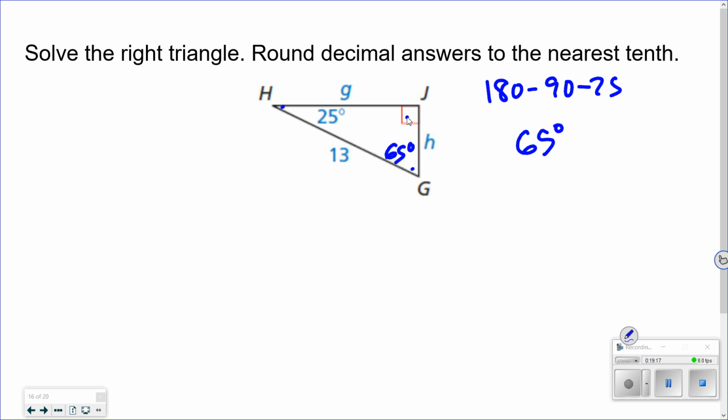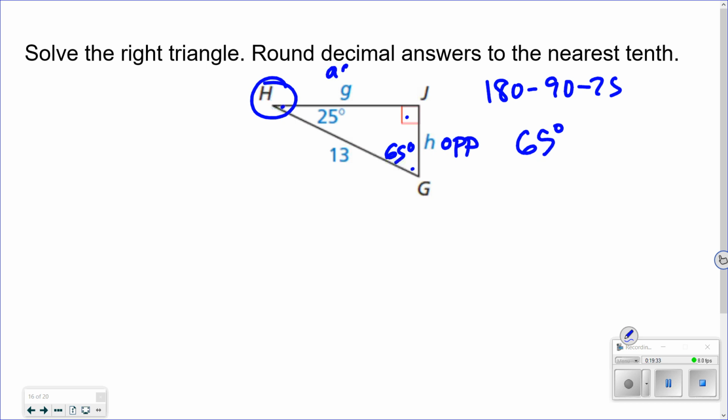Okay, so let's start. Let's say I want to find side. Pick an angle. You can never use the right angle. It's got to be one of the two acute angles. So I'm going to say I'm going to use angle H, which is 25 degrees. If I do that, then H would be the opposite side.